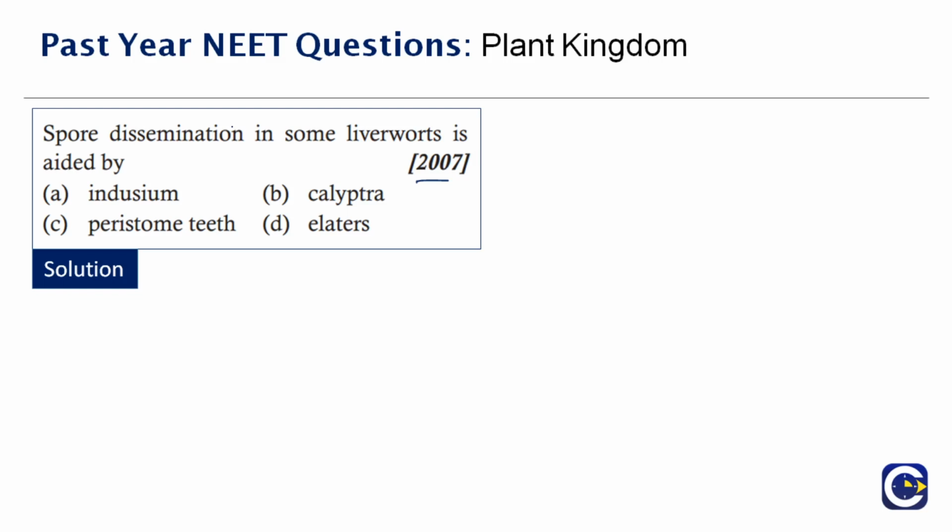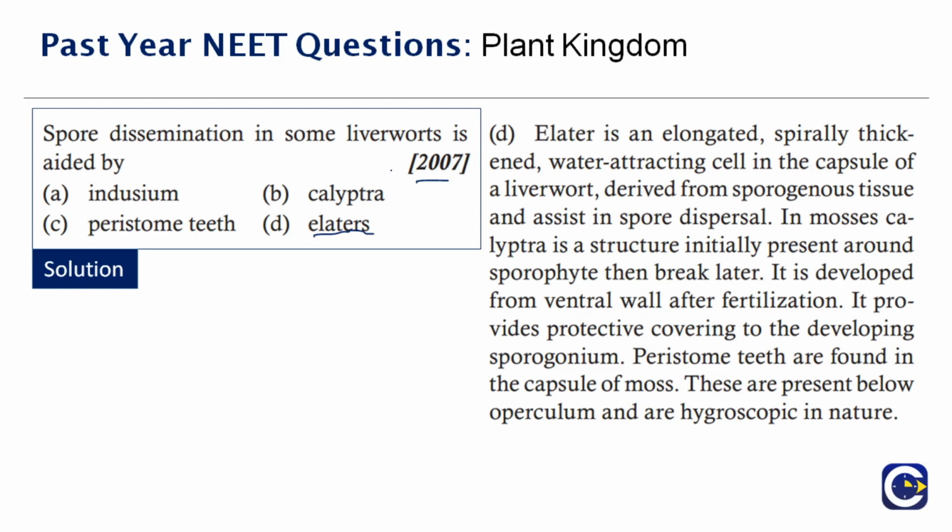But this situation does not happen every time. It is only required during the reproduction time. They require certain media to be transported, and thereby they form new individuals. Spore dissemination in liverwort is carried out by something special called elaters. So what are elaters? Can anybody make a guess? Elaters are elongated, spirally thickened, water-attracting cells in the capsule of the liverwort.